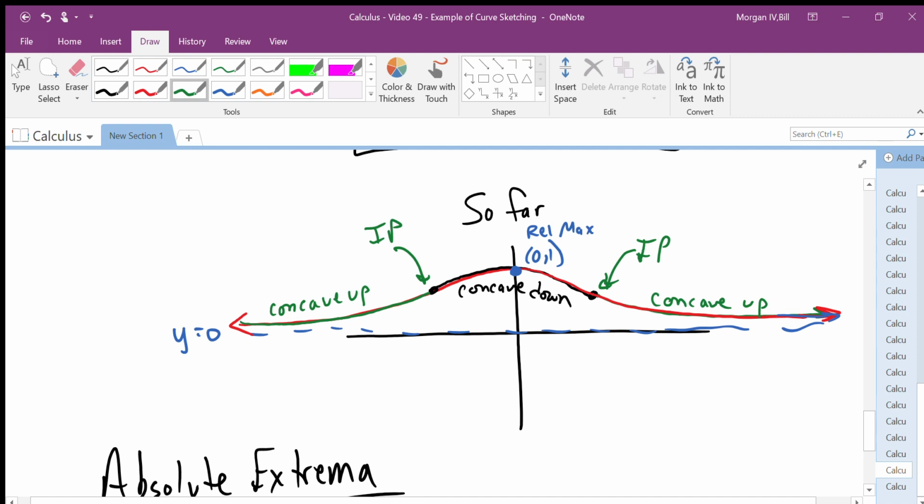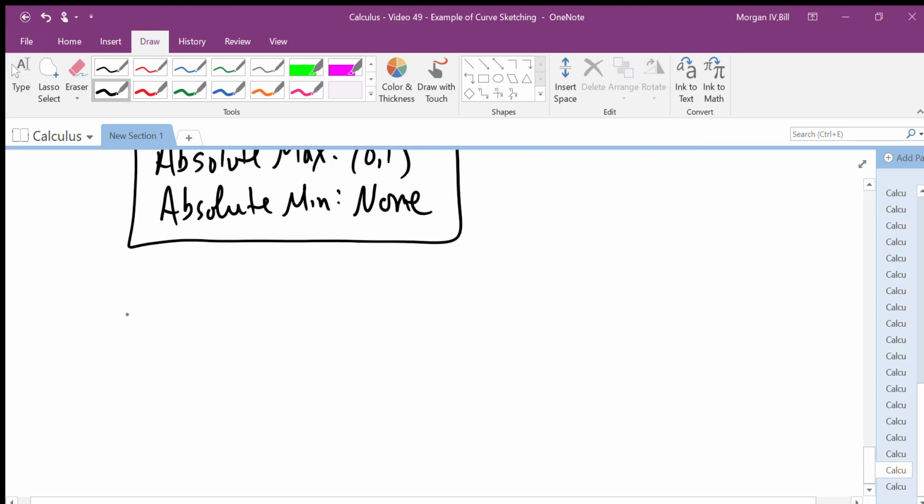We need to find out what those inflection points would be. What are those x values where it changes concavity so that we can put those points on there. Okay, so we think that's what's going to happen. Let's actually see if we're right. So concavity and inflection points.